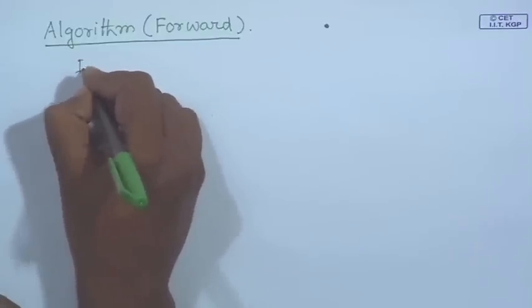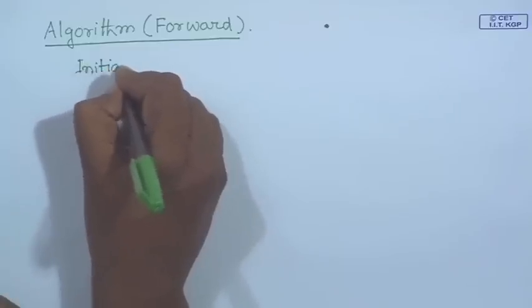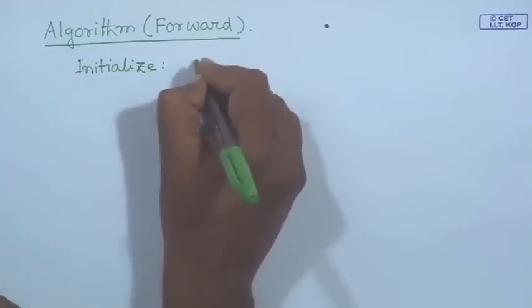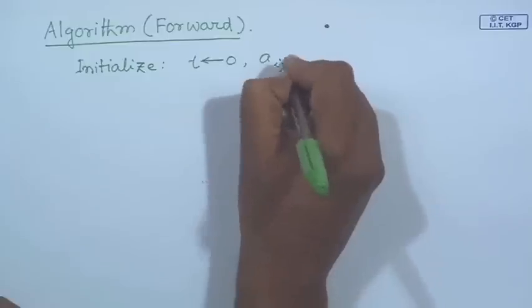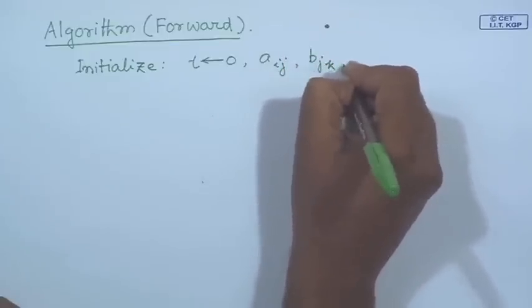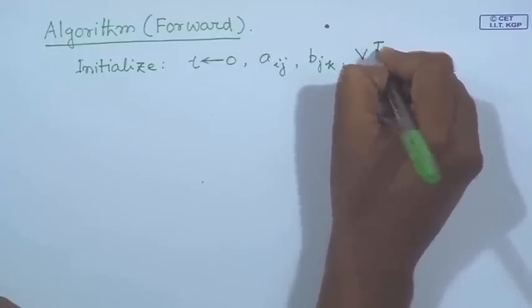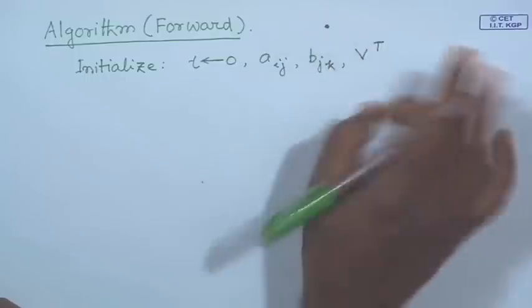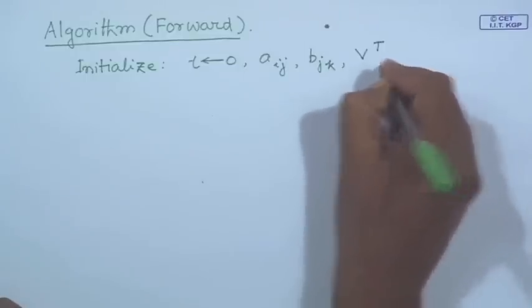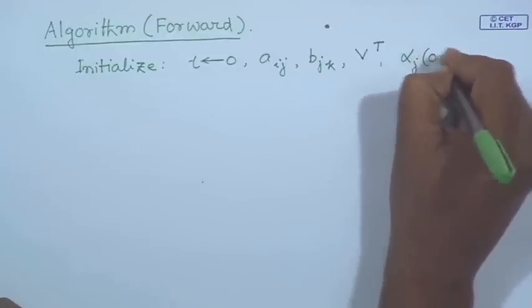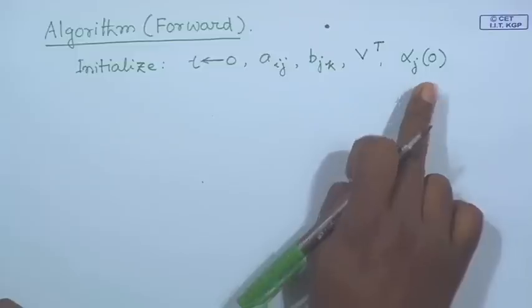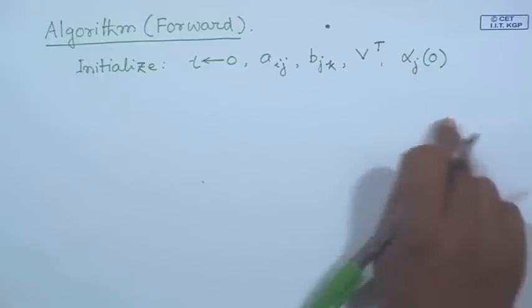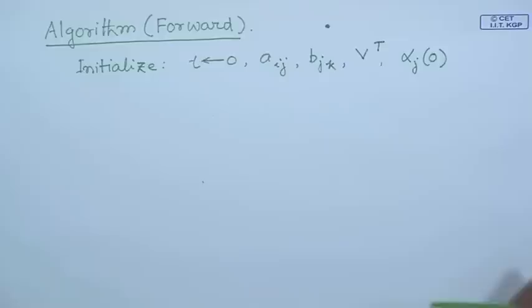Obviously, the first one is the initialization step. So, I have to make time step t equal to 0. I have to know what is a i j, I have to know what is b j k, I have to know what is v t, because actually this is the one for which I am trying to find out the probability, and I have to initialize alpha j 0. So, this depends upon it: if initially I assume that the machine is in state omega 1, alpha 1 0 will be equal to 1, alpha 2 0 will be equal to 0, alpha 3 0 will be equal to 0, and so on.